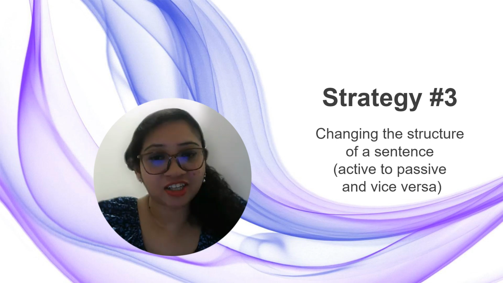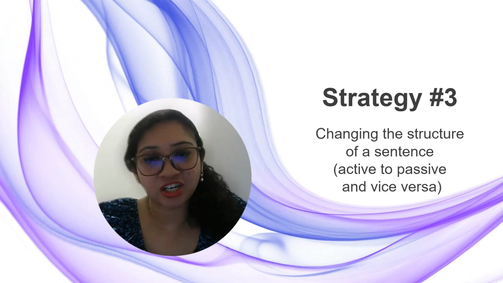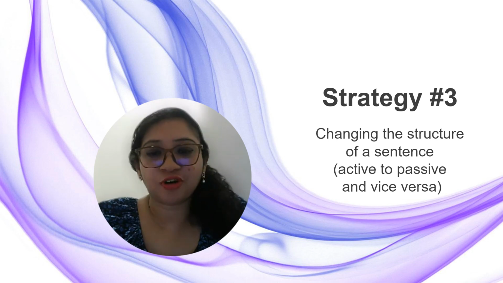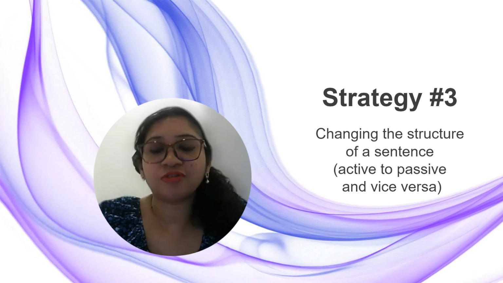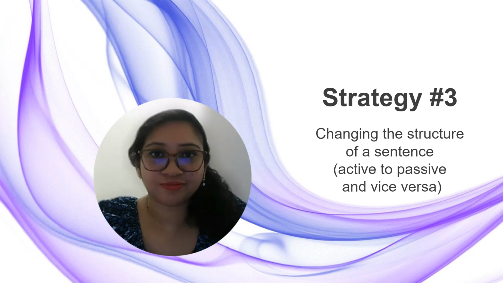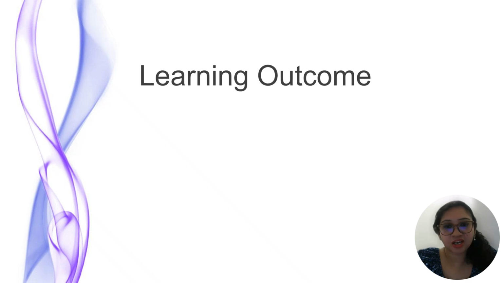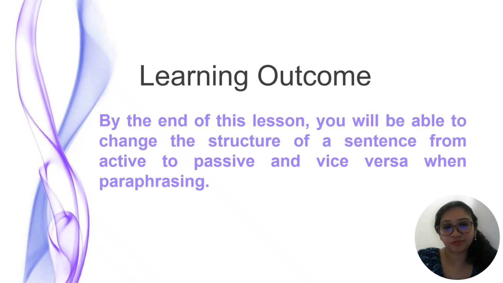So this third strategy is about changing the structure of a sentence from active to passive or from passive to active. So the learning outcome for this short tutorial would be that by the end of this lesson, you will be able to change the structure of a sentence from active to passive and vice versa when paraphrasing.